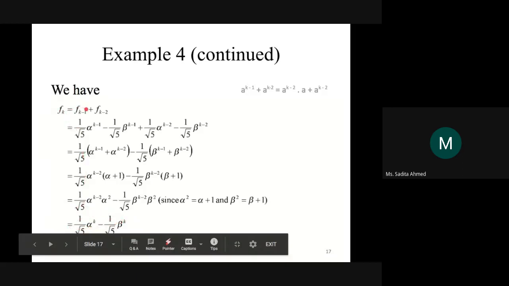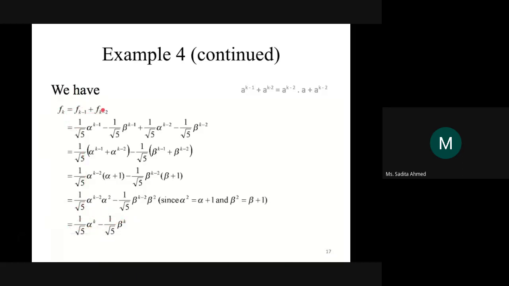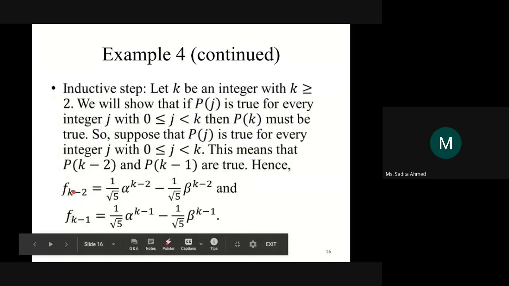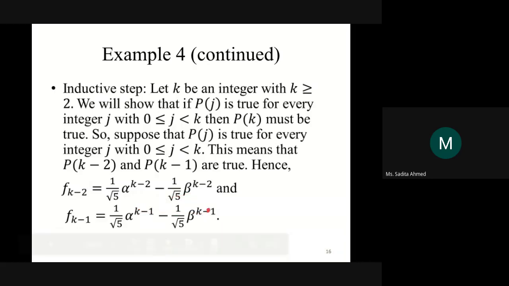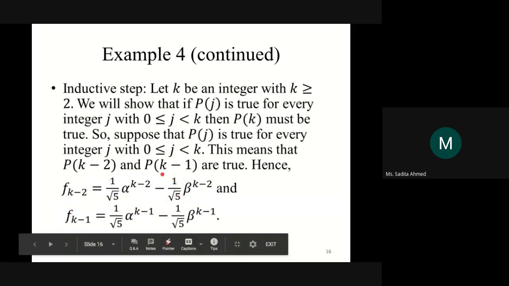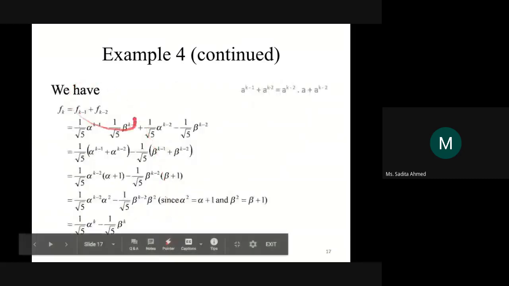Okay, now let's get to it. f(k-1), f(k-2). So we already know that f(k-1) and f(k-2) can be represented this way based on the assumption. Based on the assumption, we can say that f(k-1) and f(k-2) can be legitimately represented in this way. Okay, so let's do that. We replaced f(k-1) and f(k-2) with these.